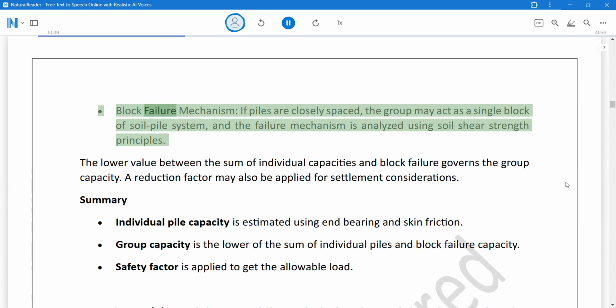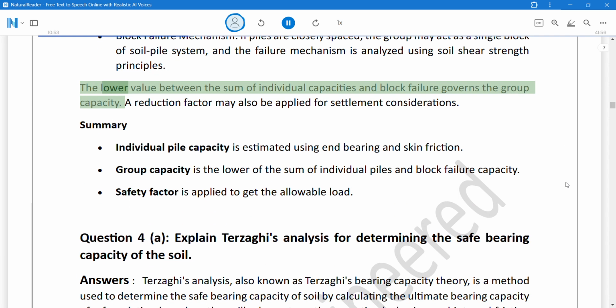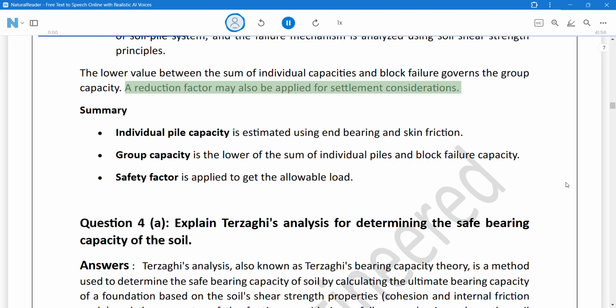Block failure mechanism. If piles are closely spaced, the group may act as a single block of soil-pile system, and the failure mechanism is analyzed using soil shear strength principles. The lower value between the sum of individual capacities and block failure governs the group capacity. A reduction factor may also be applied for settlement considerations.